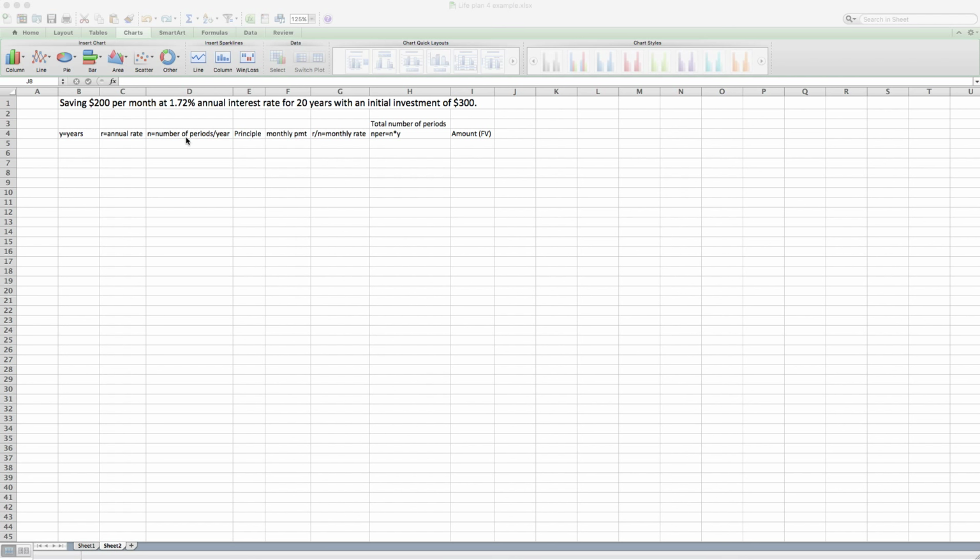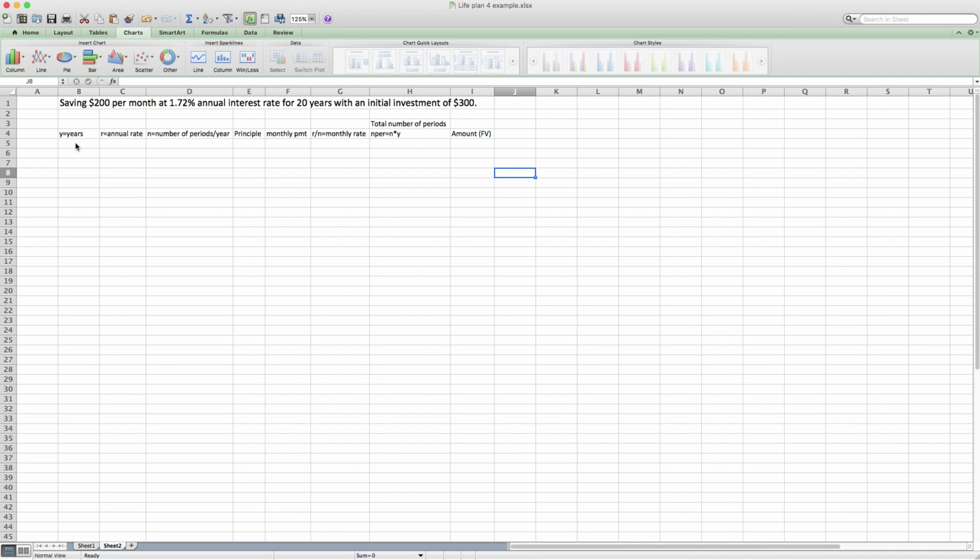Well, let's talk about each of the variables within the regular compounding interest equation, and how they relate to the variables in the future value function within Excel. So, first of all, in the equation we have years. These are written as 1 year, 2 years, 3 years, and so forth. We're going to calculate it for 20 years.